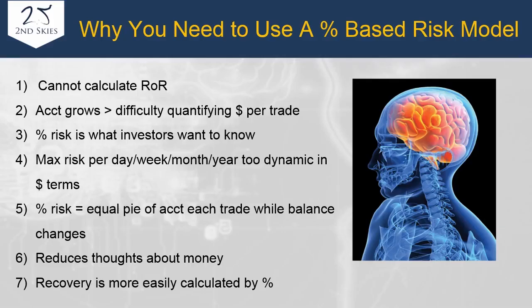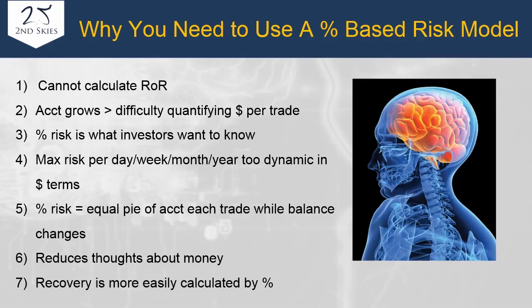Number 4, max risk per day, week, month, year is too dynamic in dollar terms. People who say you need to risk a fixed dollar amount per trade and then adjust that as your account grows have to constantly recalculate, because your account is always in flux. Constantly having to readjust that dollar amount so you're risking the same amount per trade based on the size of your account is ridiculous. You're going to have to calculate that before and after every single trade. That doesn't make any sense whatsoever.